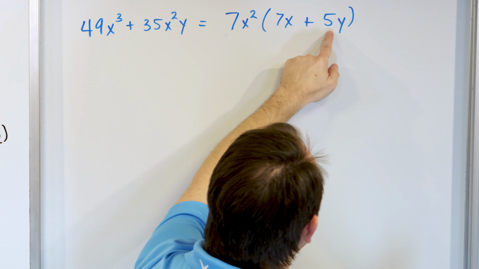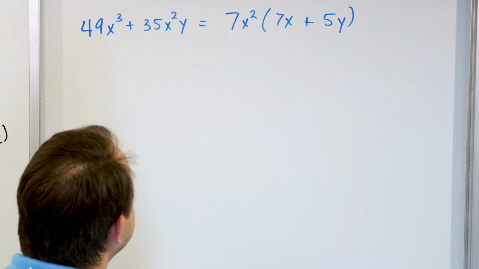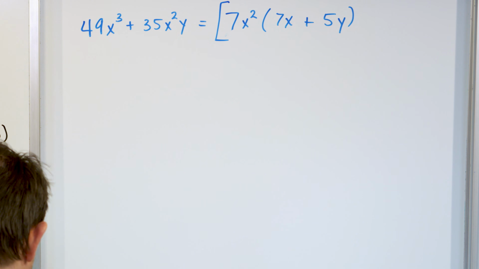7 and 5, I can't think of any bigger factors that will divide into both, so I can't pull anything else out. X and y are completely different. So this is the final factor form of that expression.